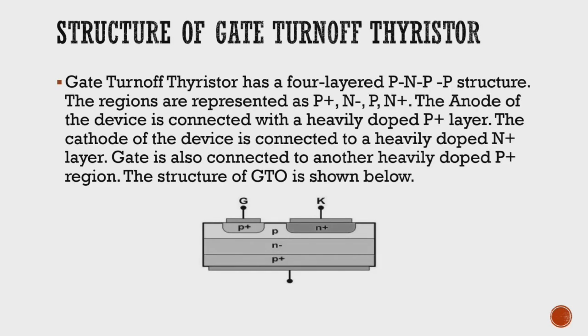Structure of gate turn-off Thyristor. Gate turn-off Thyristor has a 4-layered PNPN structure. The regions are represented as P plus, N minus, P, N plus. The anode of the device is connected with a heavily doped P plus layer. The cathode of the device is connected to a heavily doped N plus layer. Gate is also connected to another heavily doped P plus region. The structure of GTO is shown below.